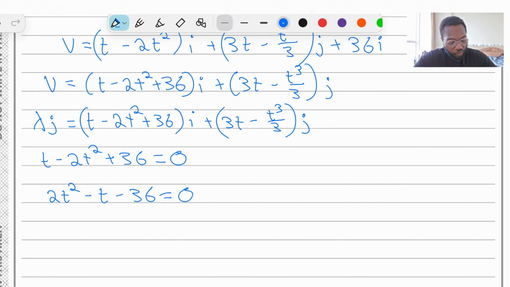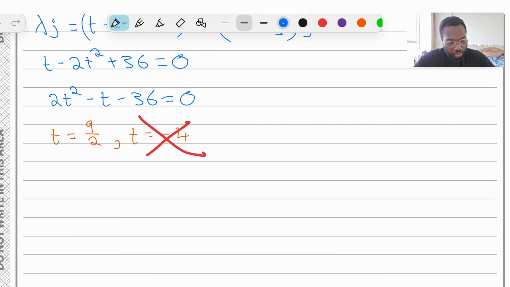Feel free to work it out if you want to, or just put it into your calculator to save time. If you put it into your calculator, you'll get these two values: t is equal to 9 over 2, and t is equal to negative 4. Now remember that when dealing with time, in the question they say that t is greater than or equal to 0. Therefore, our t value is 9 over 2, so we can disregard the negative. And that's that question done.